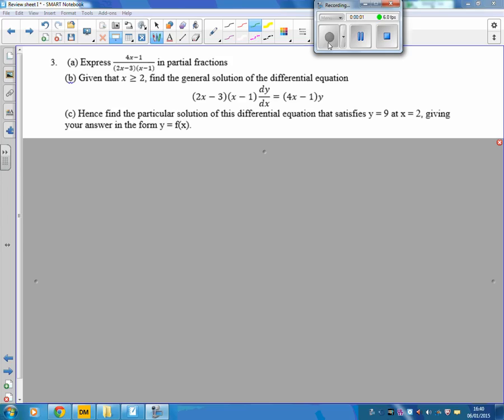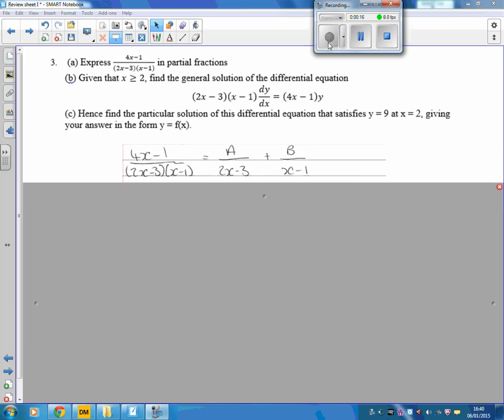Right, this is review sheet I, question 3, and we're starting off with part A, splitting (4x minus 1) over (2x minus 3)(x minus 1) into partial fractions. So I'm just going to start off by writing that in the right form. I've got A over the first bracket and B over the second bracket.